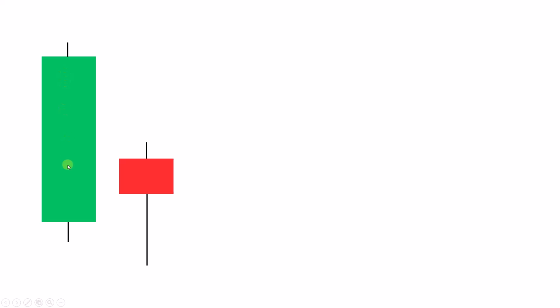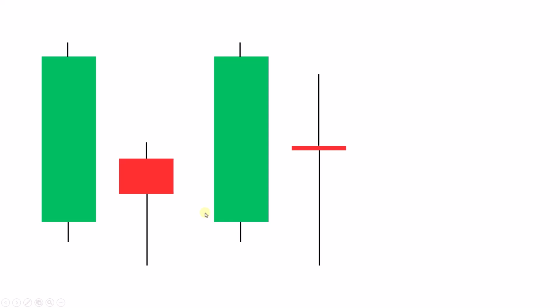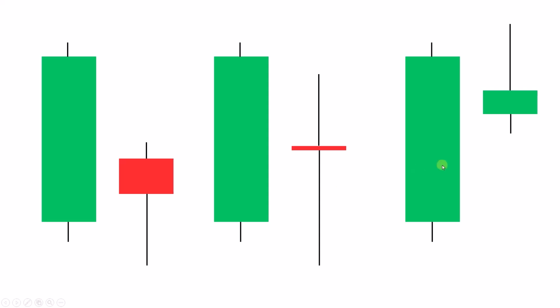So this is an acceptable bear harami. We have a big green candle, first candle. We have second candle, a red candle, a small bodied candle. The body is coming inside that of the first candle, and this body is less than 25% of this body. So this is valid. Next, this is also valid. Okay, we have a very small body candle here. This is a doji, and every other characteristic is met here. Okay. So this is also a valid harami pattern.